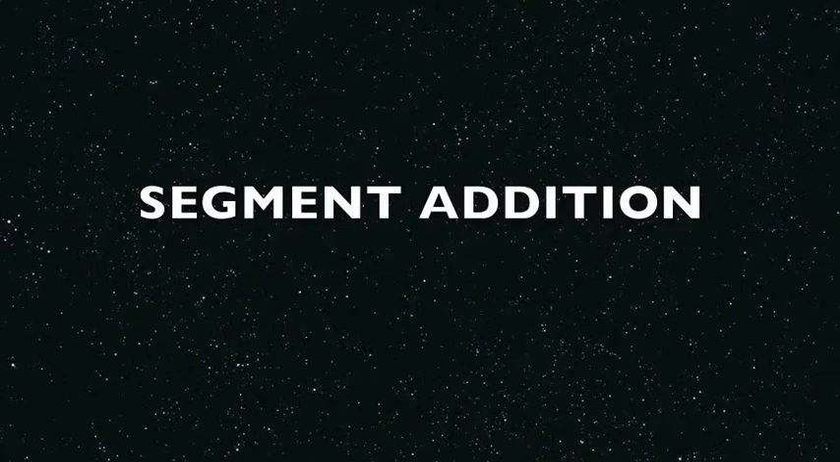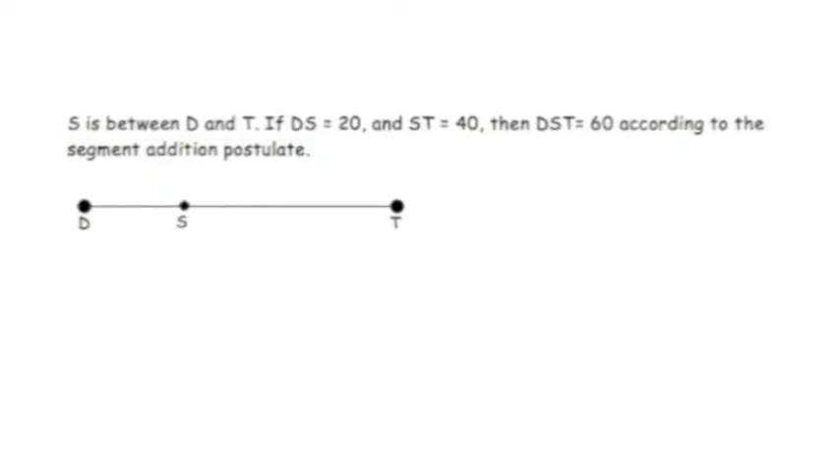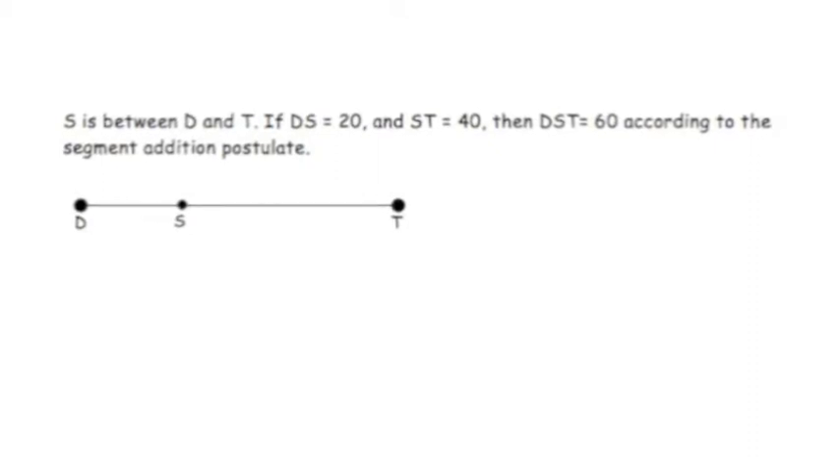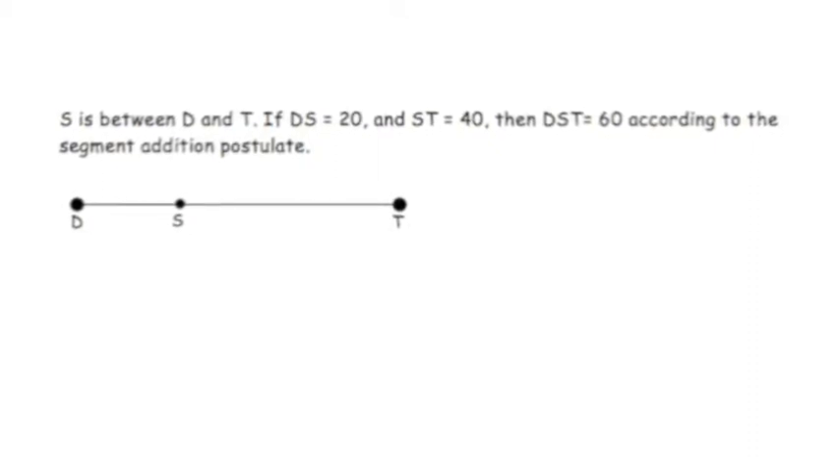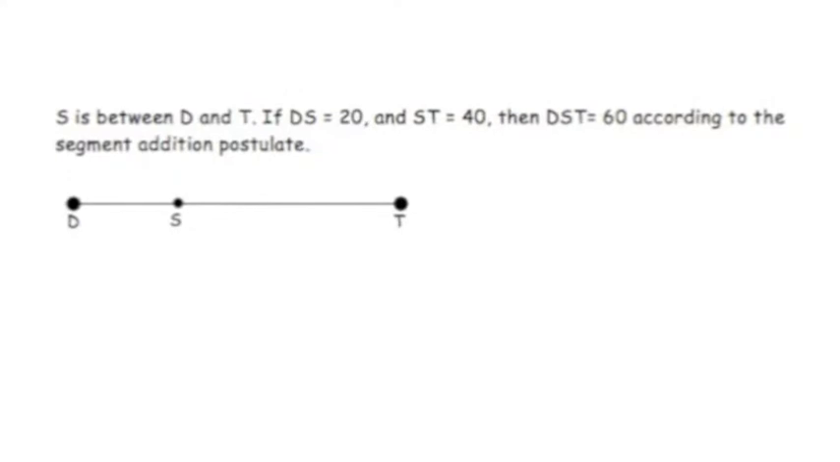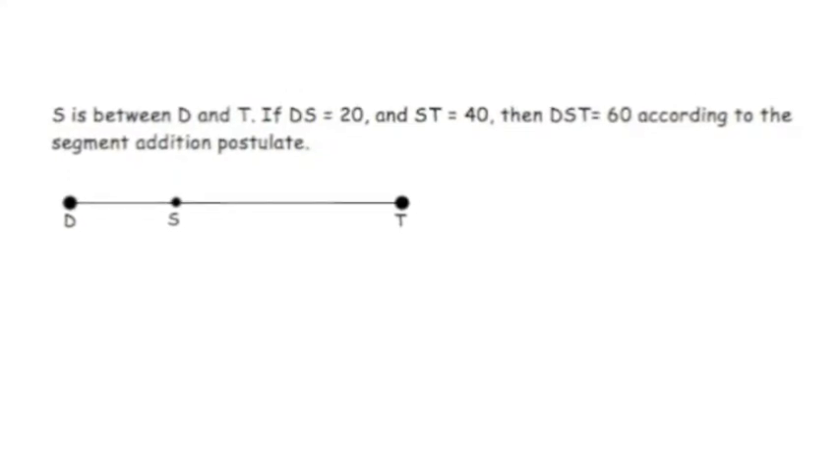First we will start with segment addition, which is when B is in between A and C, then AB plus BC equals AC. S is between D and T. If DS equals 20 and ST equals 40, then DT equals 60, according to the segment addition postulate.